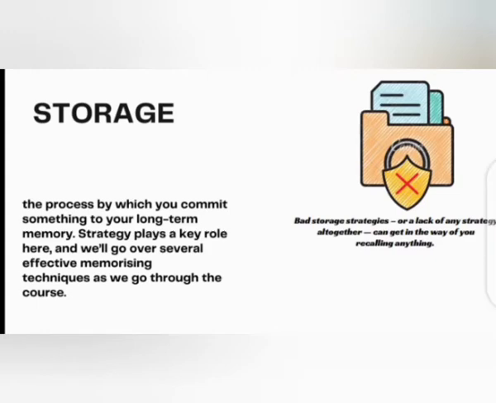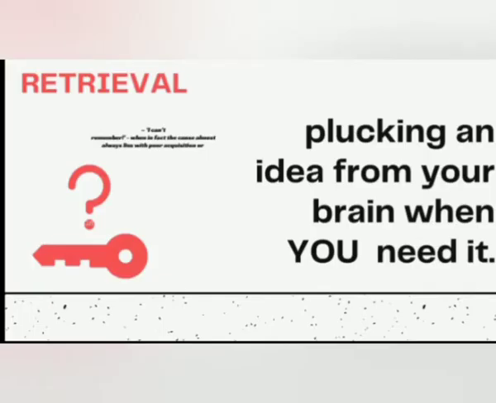The next one is storage, and this is the process by which we commit something to our long term memory. Now, strategy is very important here, and that's why in this video we're going to be looking at various techniques that you can use to effectively store information in your memory. The last stage is retrieval, and this is when you take the information from your memory when you want to use it or when you want to apply it.